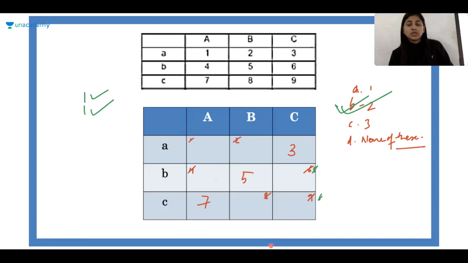Those who got 3, they took an extra case. And those who got 1, you have missed 1 case.